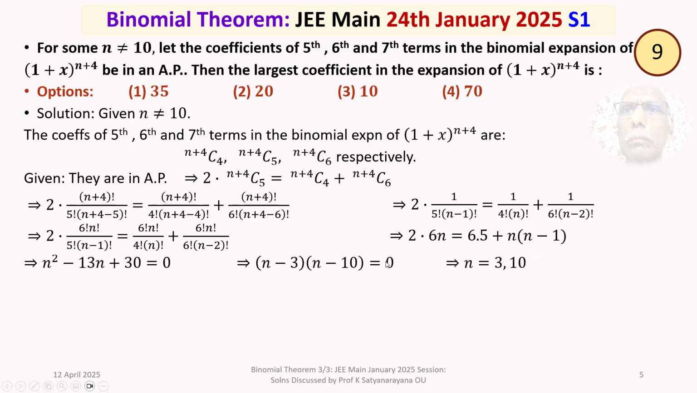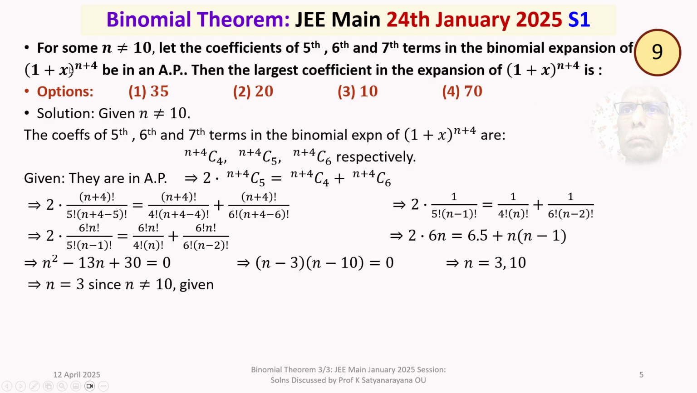Now simplify. You get n squared minus 13n plus 30. Factorize. The factors are (n minus 3) into (n minus 10) is equal to 0. This will give rise to the values of n. n is equal to 3, 10. We take n is equal to 3 because it is given n not equal to 10. We take n is equal to 3.